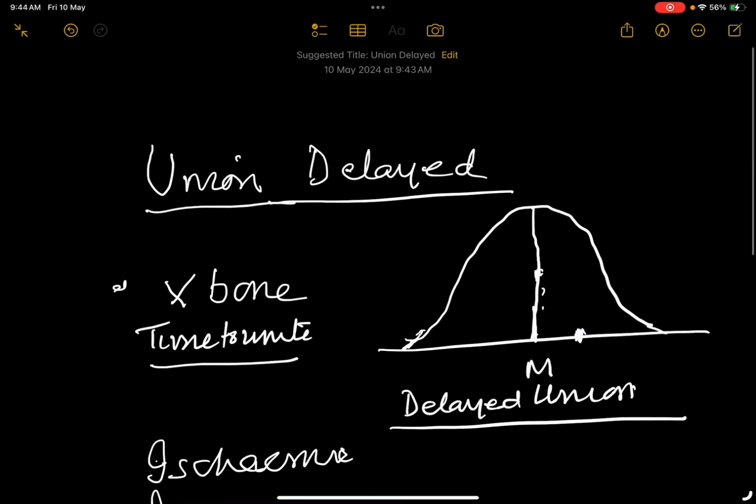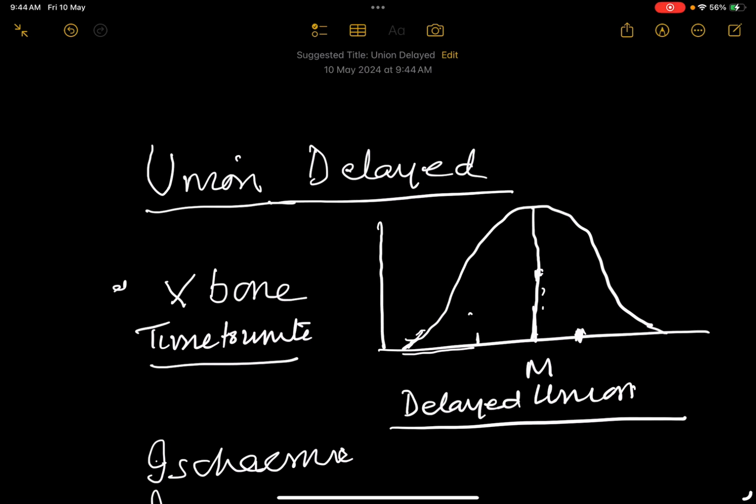So we are now dealing with delayed union. Delayed union means that the mean time for union of a particular fracture has passed. So this is delayed union. And if the mean time has not passed, still the amount of union that you should have, supposing you should have, this is the amount of union that you are maintaining.